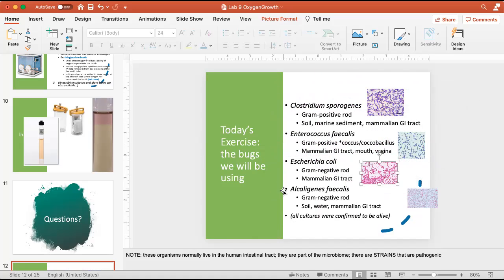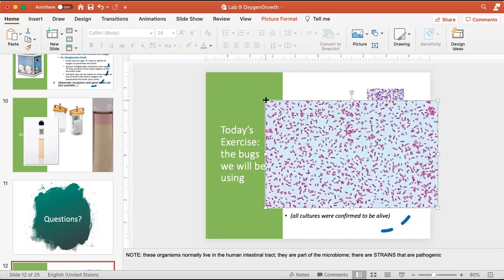And finally, we have another organism. This one has another very strange name. This is called Alcaligenes faecalis. And like E. coli, this one is also a gram-negative rod. It can be found in the GI tract again, and it can also be found out in the world in soils.